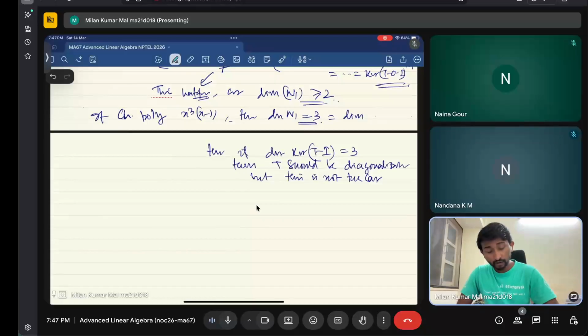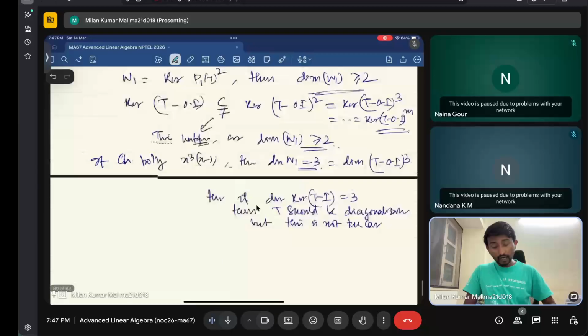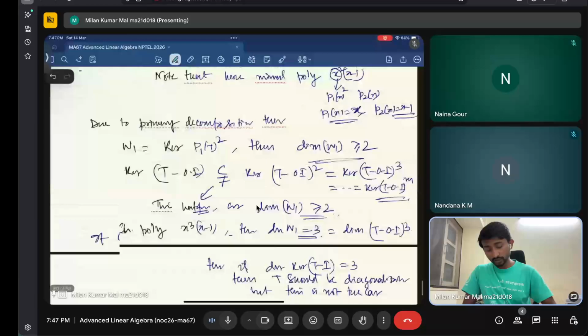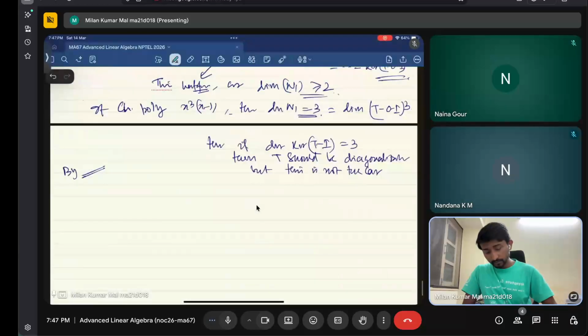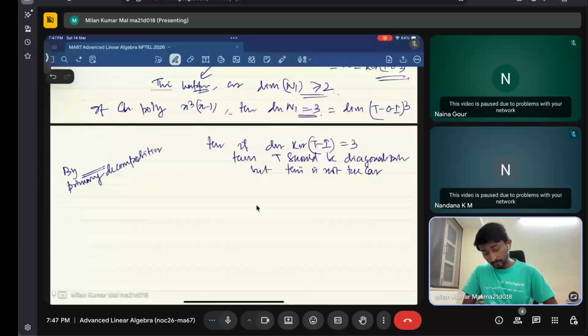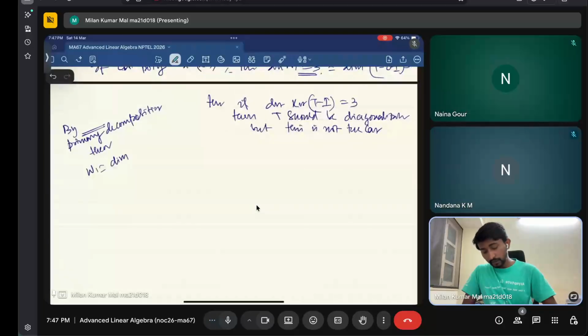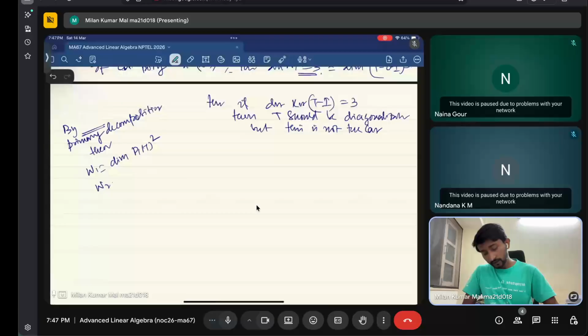Okay, I want to make it more elegant. So if you go to the primary decomposition theorem, by the primary decomposition theorem, if W1 is equal to the kernel of P1(T) squared and W2 is equal to the kernel of P2(T), then V is actually the direct sum W1 plus W2.